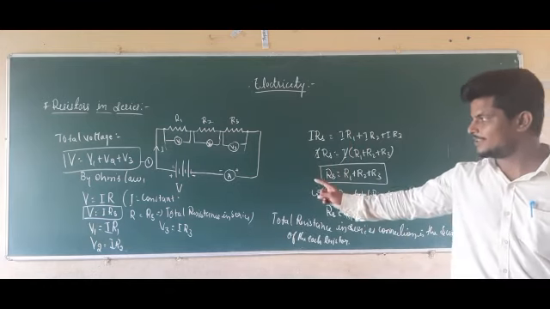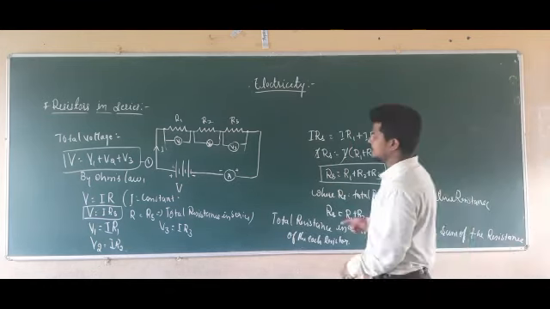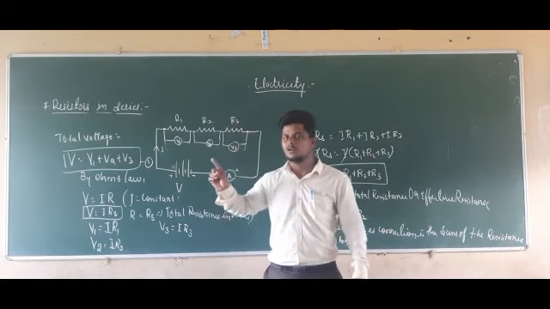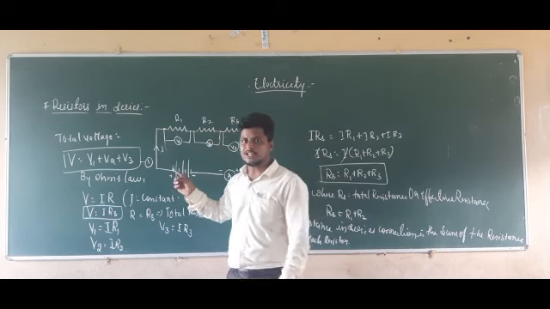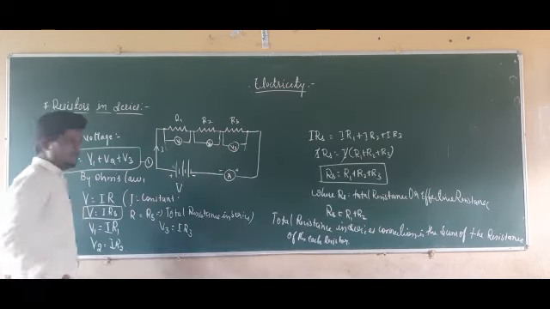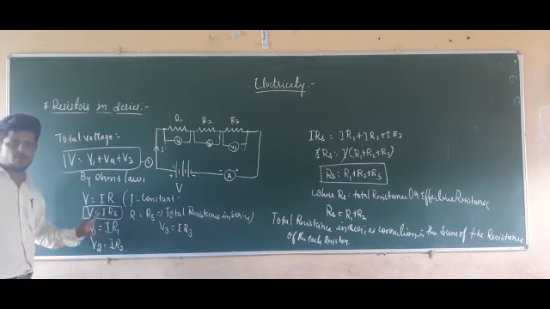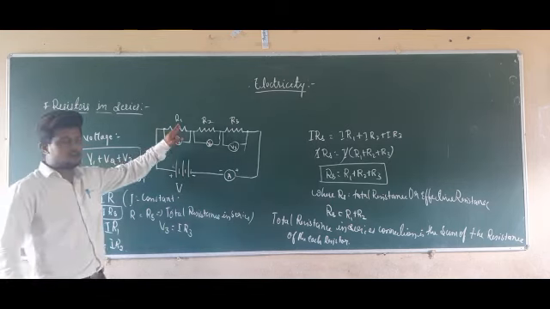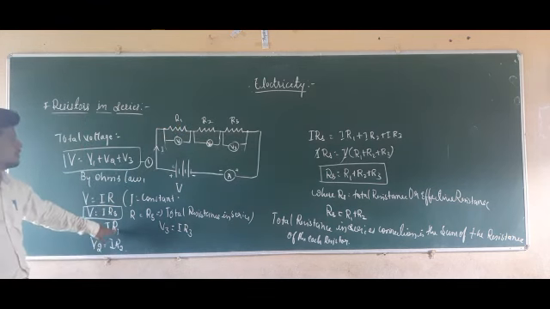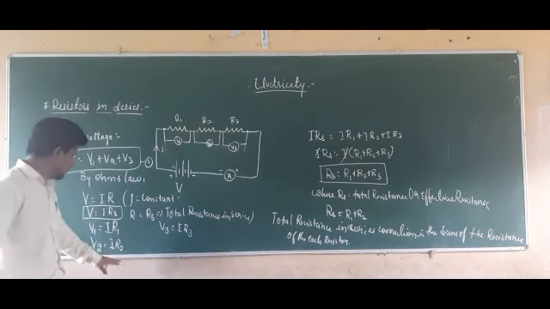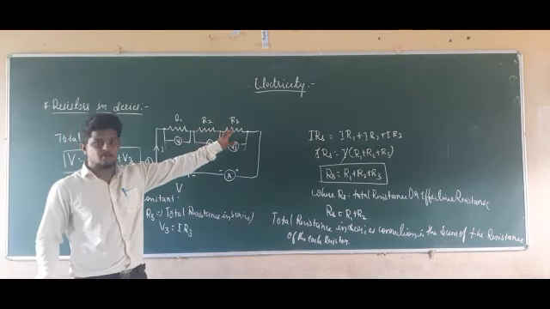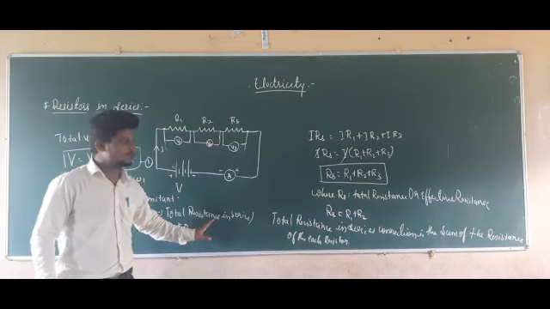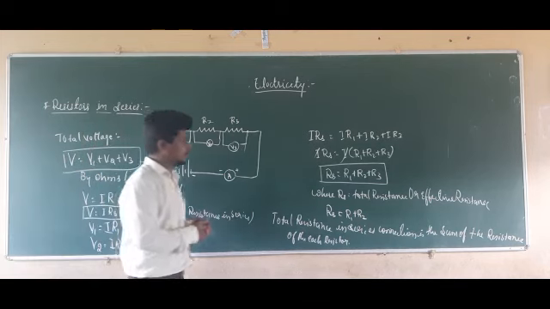Remember one thing about the series connection. The current through a series connection will be constant, but the voltage is going to change. The voltage is going to drop. The voltage drop can be calculated using V equal to I into R. Voltage drop across R1 is equal to I into R1. Voltage drop across R2 is equal to I into R2. Voltage drop across R3 is equal to I into R3. So this is about series connection.